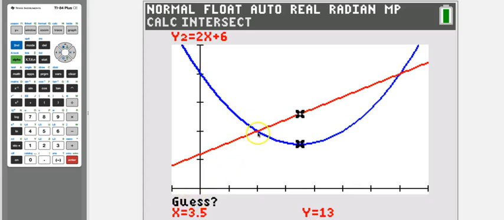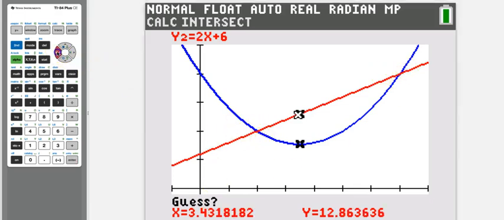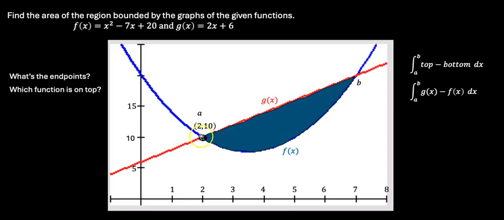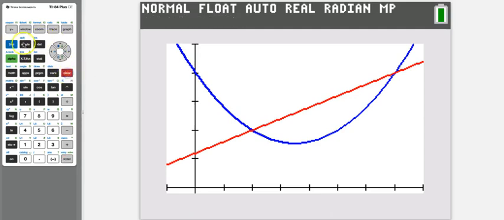Now we have two intersection points, this one and this one. We have to find them one at a time. Let's find this one first. So we can move the cursor close to that intersection point. It doesn't have to be perfect. That's fine. Click enter. And it tells you the intersection point: x equals 2, y equals 10. So we know this point is 2, 10. A is the x value of that point. So a equals 2.